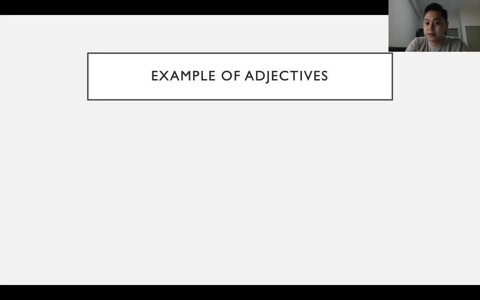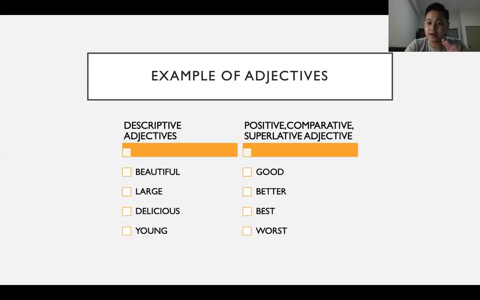And then I'm going to show you examples of adjectives that you can use. There are more than two types of adjectives actually, but for this session, I'm going to emphasize two types. The first one is descriptive adjectives, and the second one is positive, comparative, and superlative adjectives. Descriptive adjectives are very common and very easy to identify. Beautiful, large, delicious, young, those are called descriptive adjectives to describe a noun.